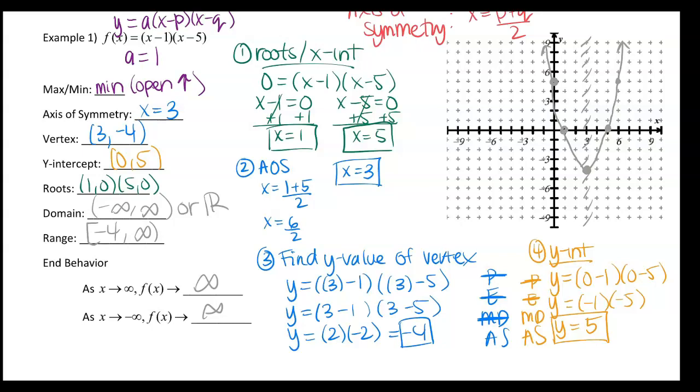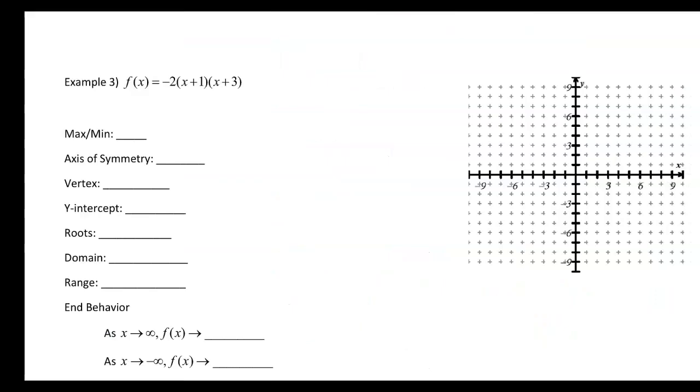All right. You guys, flip it over to example 3. I want you guys to do it. It's on the back of this page. Before you guys do anything, I'm going to write on top of this y equals a, x minus p, x minus q. The a value for this is what? And what does that -2 mean?